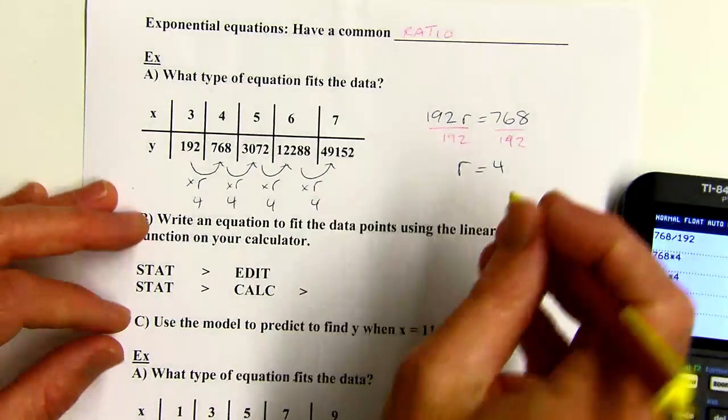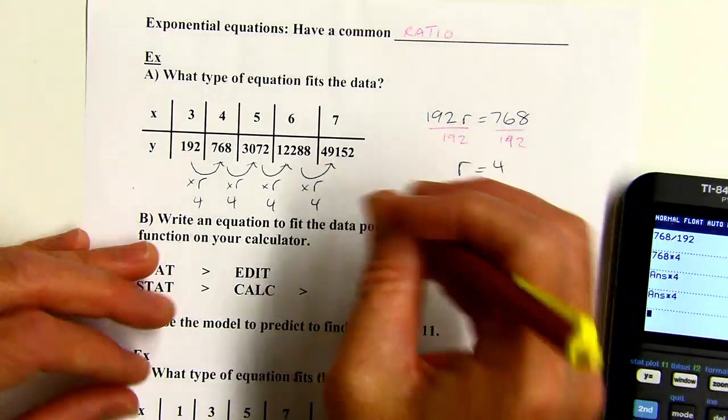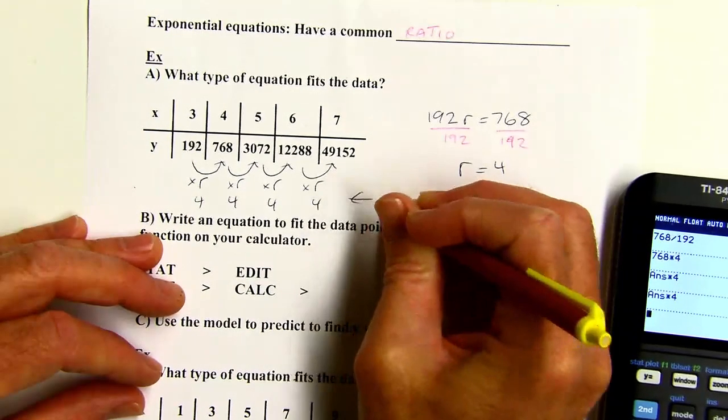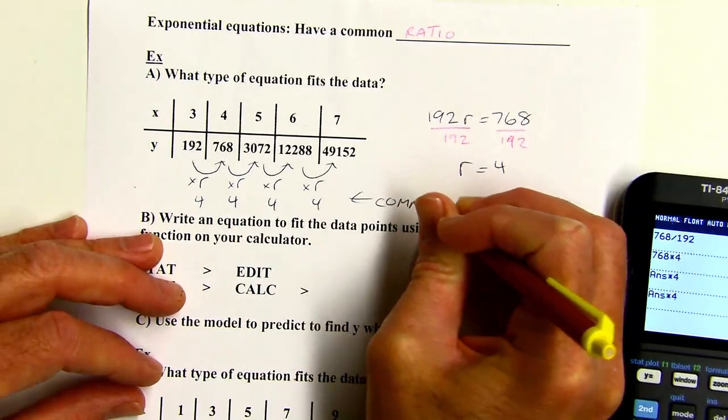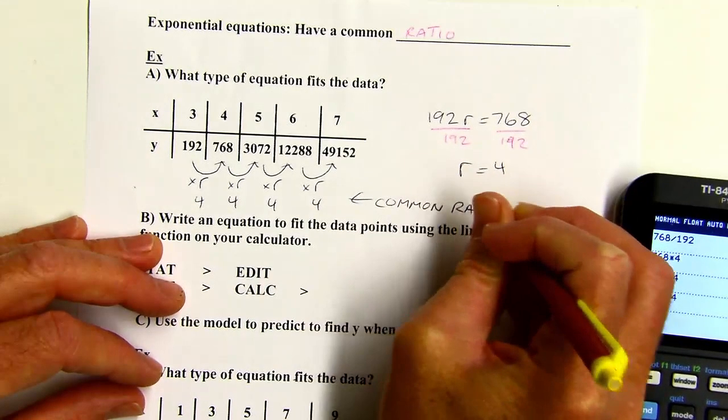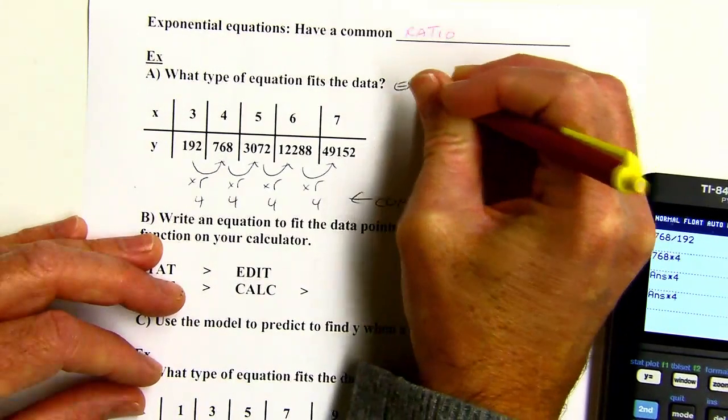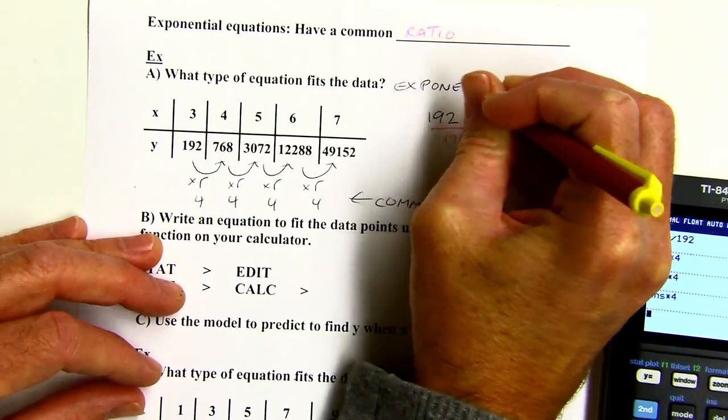Okay, so now I know, since this has a common ratio, then it's going to fit an exponential function. So the answer here is exponential.